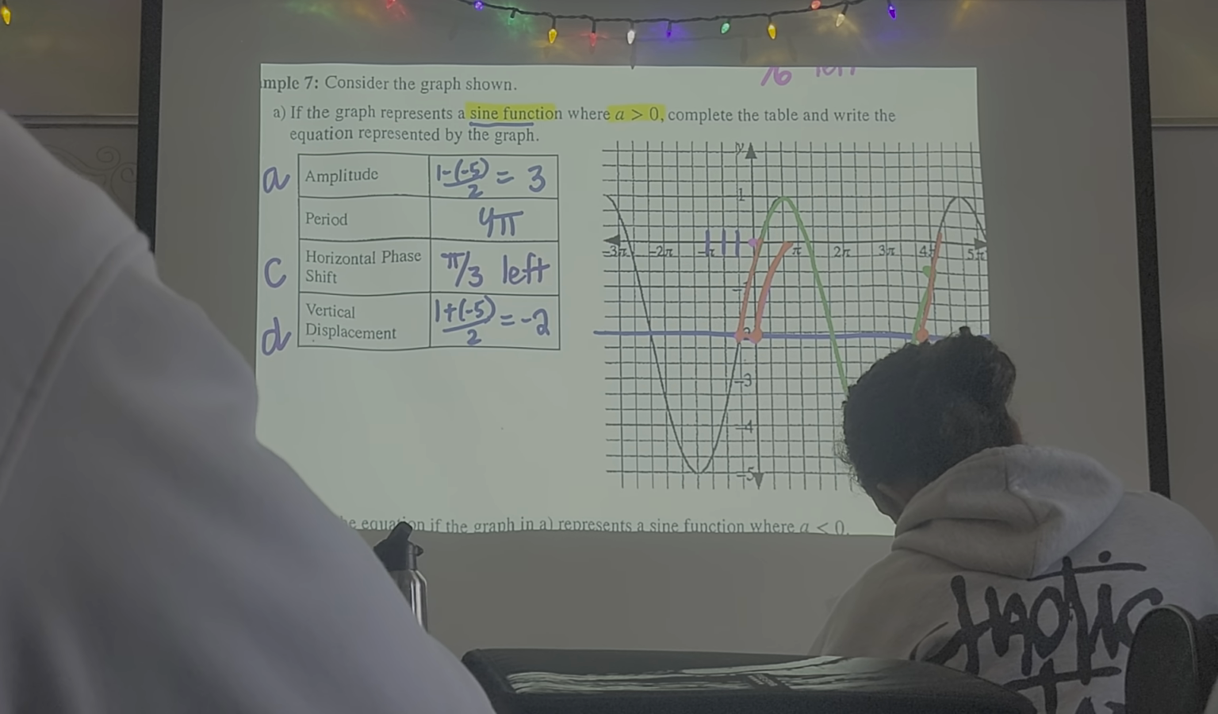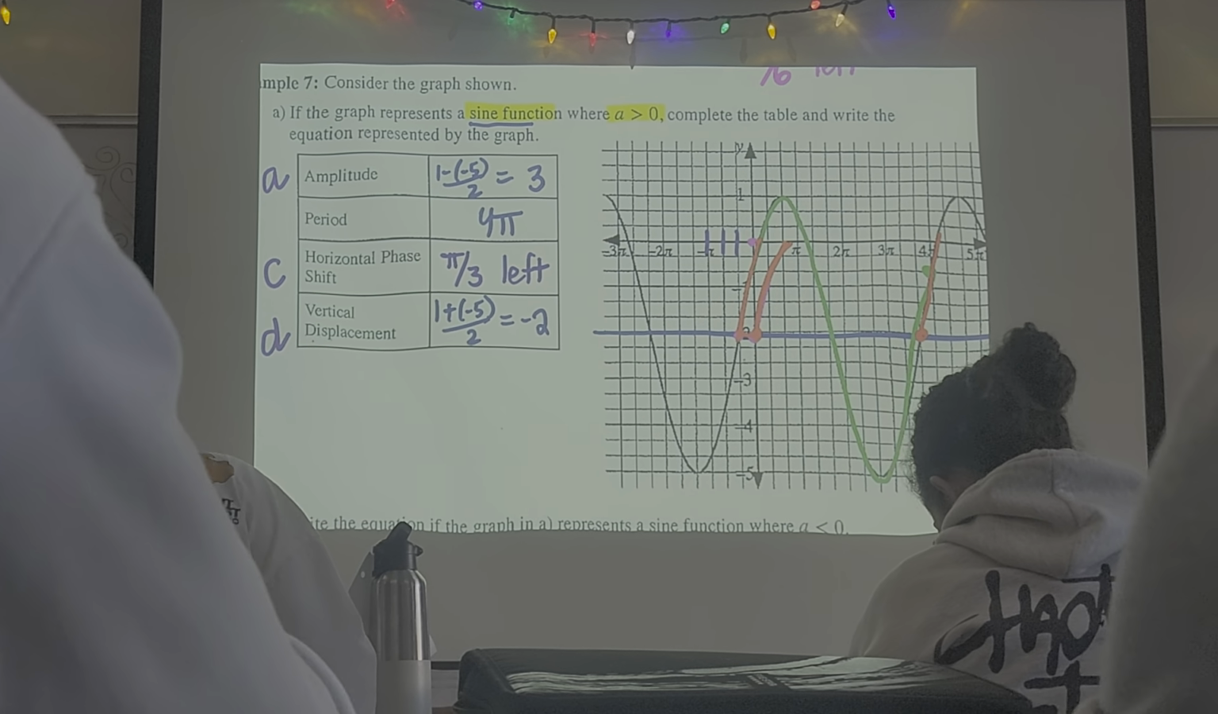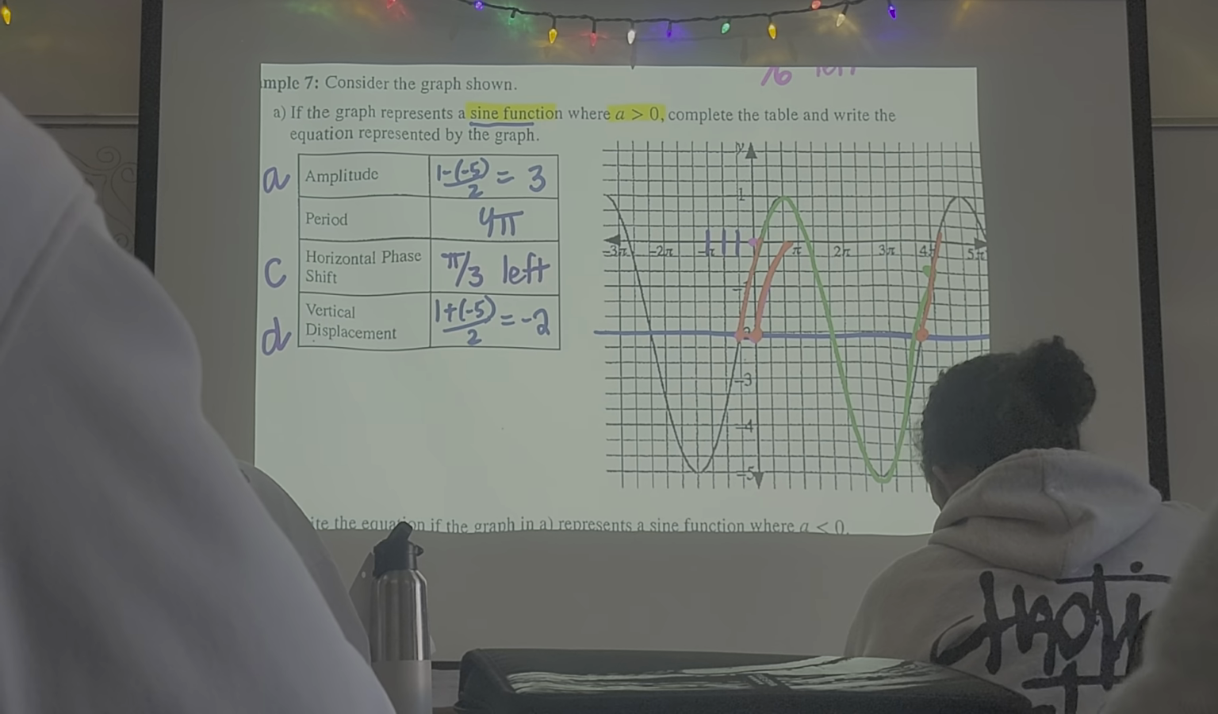Shut up, Mr. Roberts. Always. It's not wrong if you went to the right, but it's not the minimum thing.